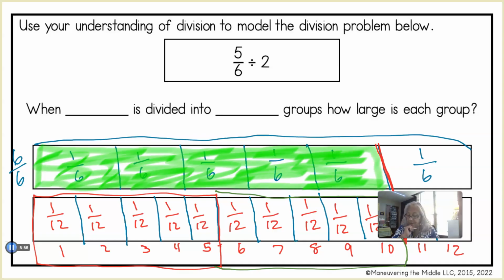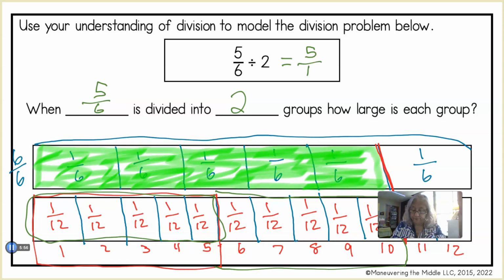So when we divide 5/6 in 2, how many pieces are over here? We'll end up with 5/12. So when 5/6 is divided into 2 groups, how large is each group? Well, each group is equal to 5/12. Okay?